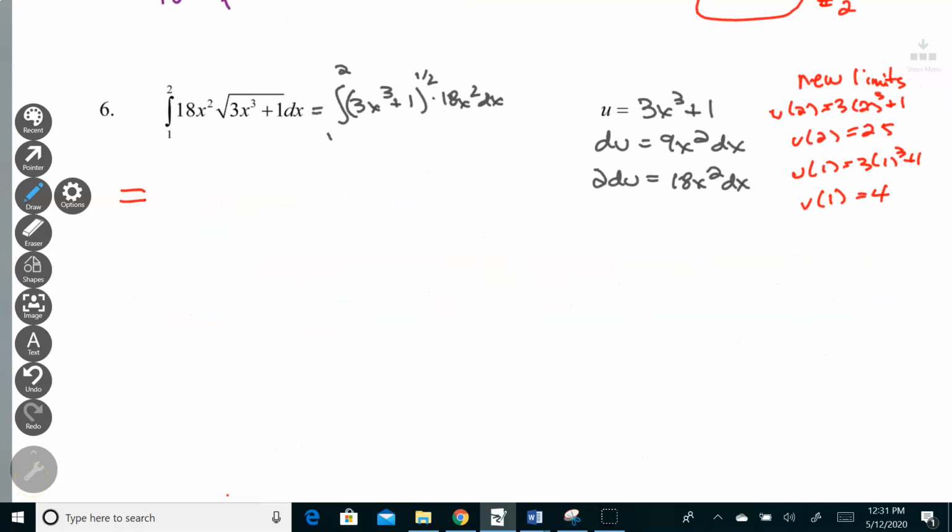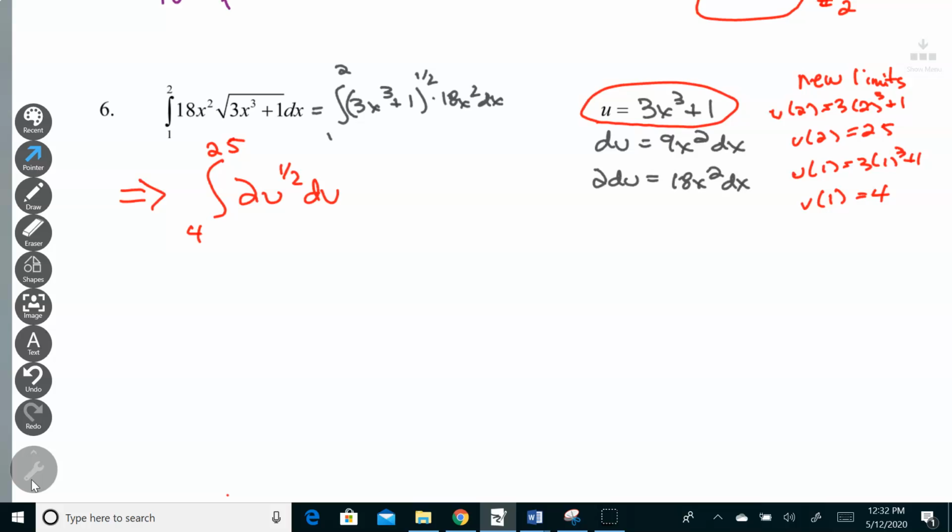Again, I started this problem exactly like I did before by doing my u substitution, and I can rewrite this as the integral of 2u to the 1/2 du. That hasn't changed. What has changed is my limits. Instead of 1 to 2, I plug in 1 and 2 into my u equation. Now my limits are 4 and 25.